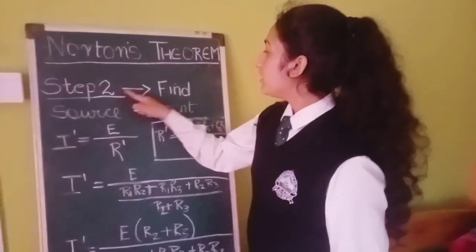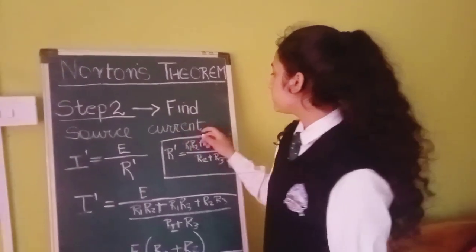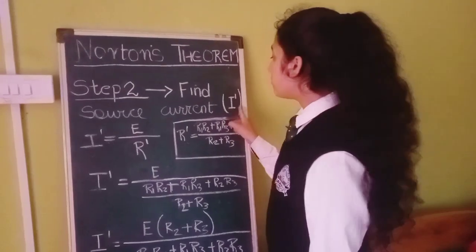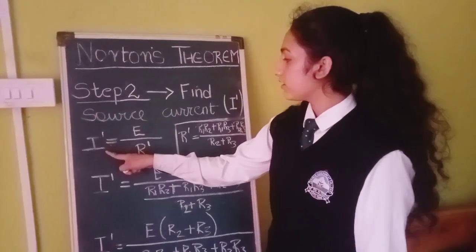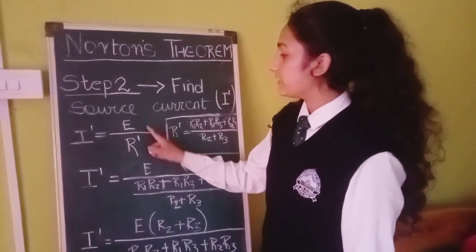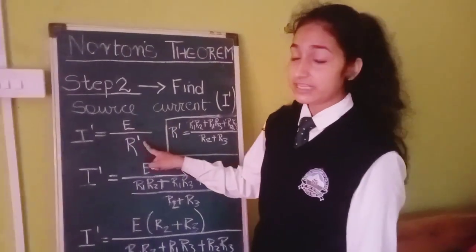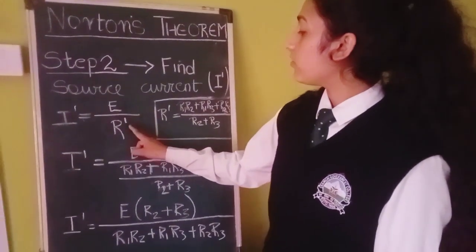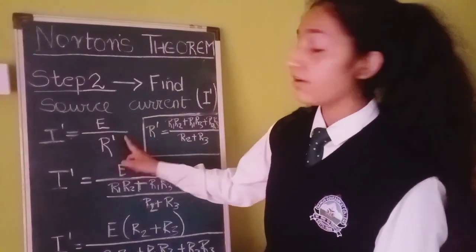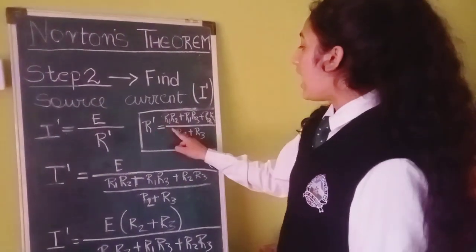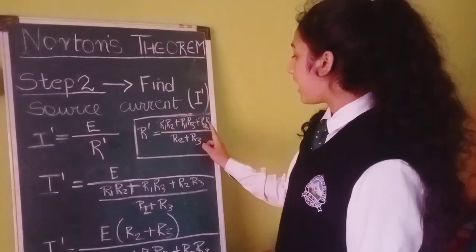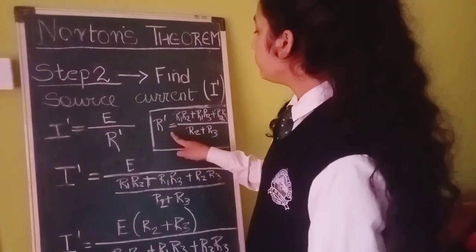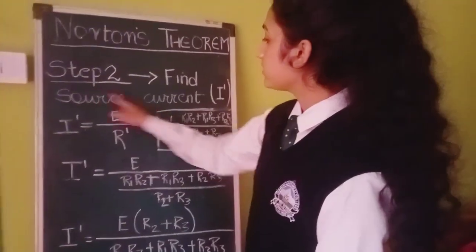Step 2. Find source current. Let's assume source current as I dash. Okay. The formula for finding source current is E divided by R dash. That is voltage divided by resistance on the source. So friends, we have already got the value of resistance on the source from step 1. That is, we got R1 R2 plus R1 R3 plus R2 R3 whole divided by R2 plus R3. So now we can put the value of R dash in this equation.